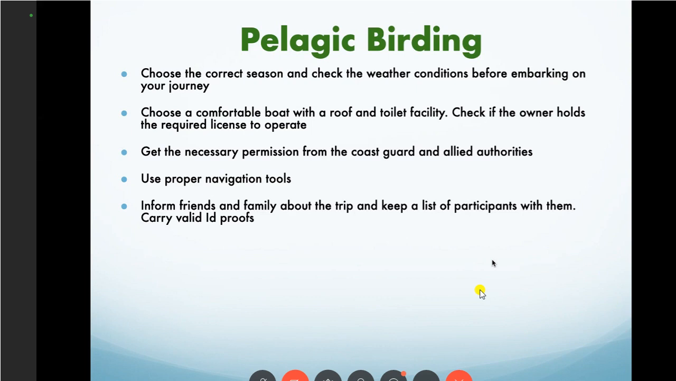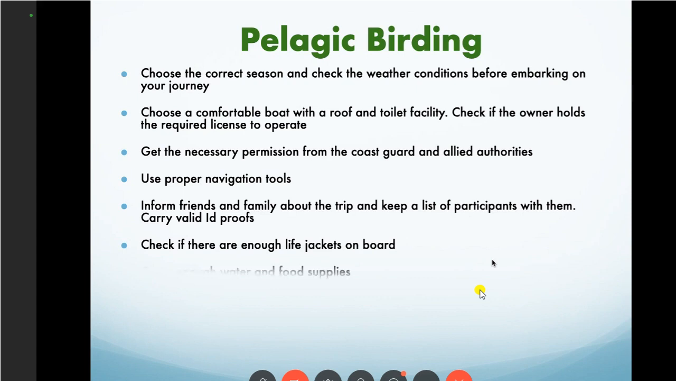Inform your friends and family about the trip. Obviously, keep a list of participants with them. Carry valid ID proofs. It is important. This particular point is really important for people from Mumbai and the northern Mumbai region of Palghar. If you are planning trips from that area, you'll have to be slightly more careful, because sadly we don't have very friendly neighbors, and we keep seeing news of fishermen straying and entering territory that is not ours, or international waters. Check if you have enough life jackets.